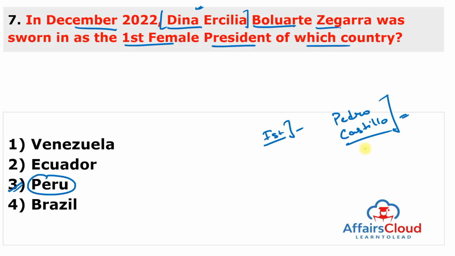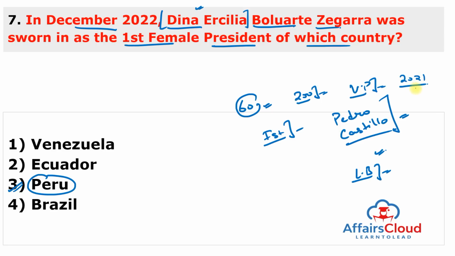So Peru Congress removed President Pedro Castillo shortly after he attempted to dissolve the legislative body, or you can say Congress, and take unilateral control of the government, triggering a serious constitutional crisis. And Dina Arcilla, a 60-year-old lawyer, is the first woman president in Peru's more than 200 years history as an independent republic, and she was chosen as the vice presidential nominee that brought Castillo to power in the year 2021. So remember, the new president and the first female president of Peru is Dina Arcilla.